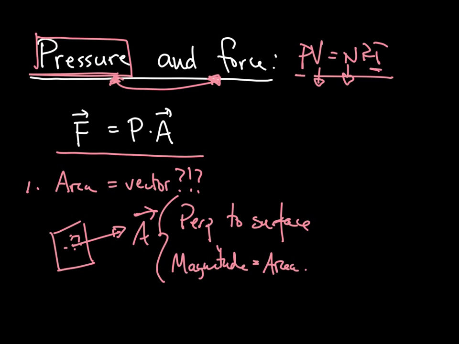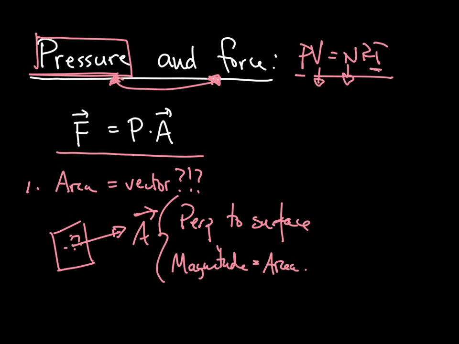And so this way we can say that the force some fluid applies to a surface is always going to be perpendicular to the surface, right? So the pressure that air is exerting on the wall is going to be into the wall. The pressure air is exerting on the floor is going to be down. The pressure air exerts on the ceiling is going to be up. It's just perpendicular to that surface.